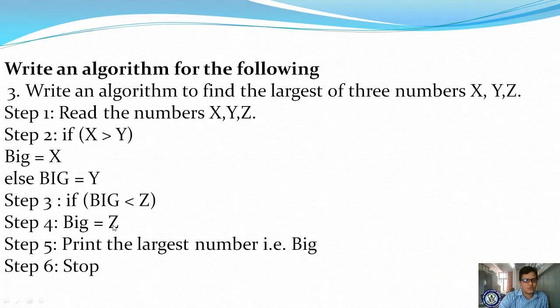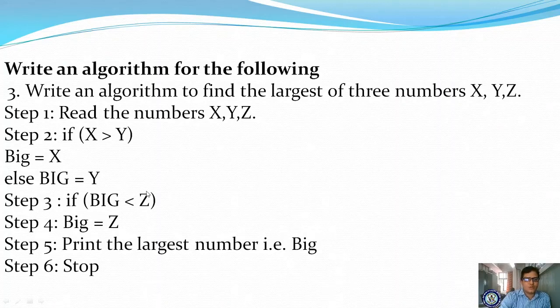Okay, correct? Here we have missed something, right? What have we missed? If this condition is false, we have to write like this only. No problem, it is also correct. Okay, big less than z, big is equal to z. I am checking the condition. If this condition is true, then it executes, otherwise it won't execute. Here it stops and comes to step 5. Print the largest number. That largest number is big.